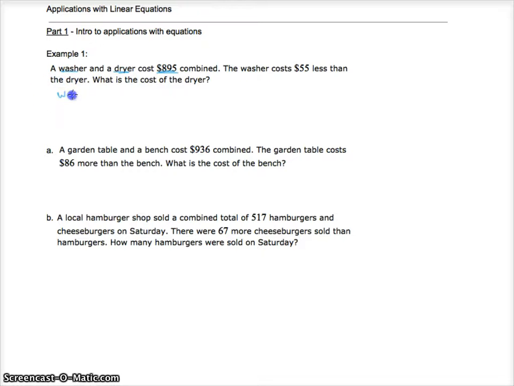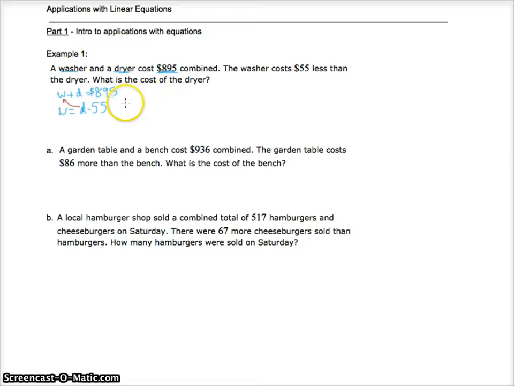Washer plus dryer equals $895. We also know that the washer costs $55 less than the dryer. So the washer is D minus 55. So now what we can do is, since my washer costs $55 less than the dryer, I can substitute the value of the washer into the equation.